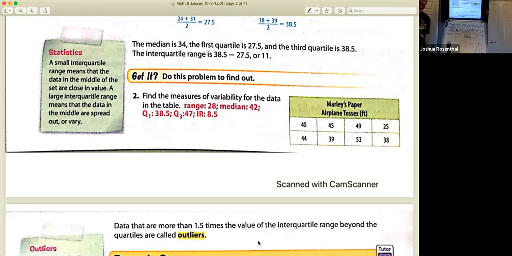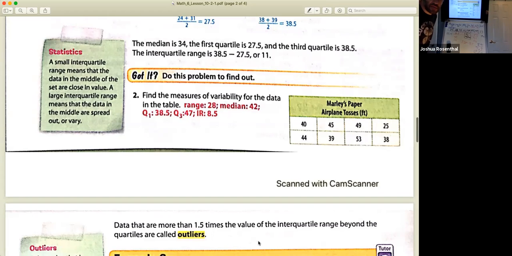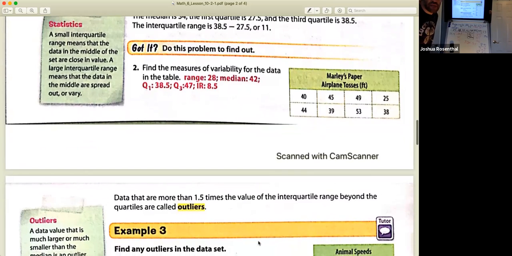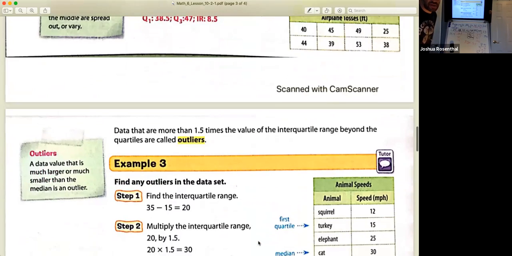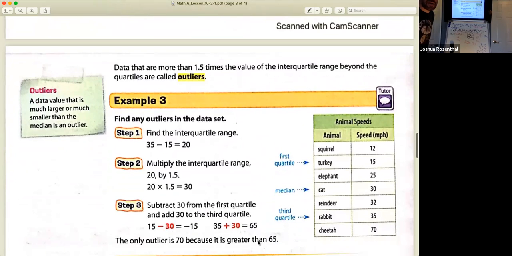Okay. All right, let's see if they give us some problems to do for that. Yes, find any outliers of the data set. I think next time I'll take pictures and crop them so they don't include the solutions, because I think the temptation is going to be too much for some of you.